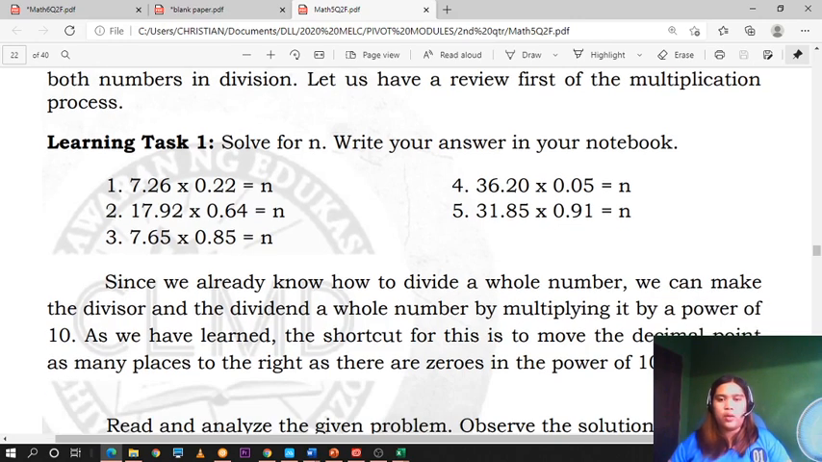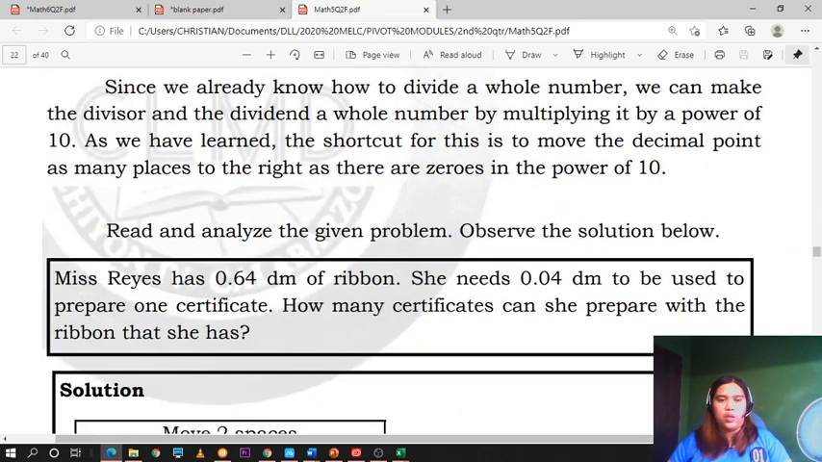Since we already know how to divide the whole number, we can make the divisor and the dividend a whole number by multiplying it by the power of 10. As we learned, the shortcut for this is to move the decimal point as many places to the right as there are zeros in the power of 10. So for example, we have Miss Reyes has 64 hundredths decimeter of ribbon. She needs 4 hundredths decimeter to be used to prepare one certificate. How many certificates can she prepare with the ribbon that she has?